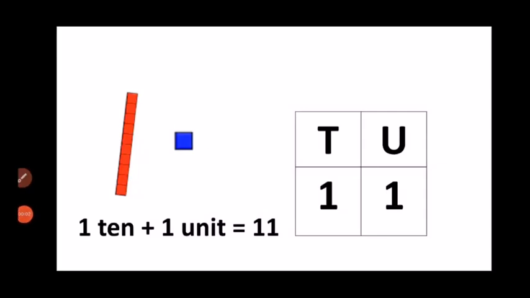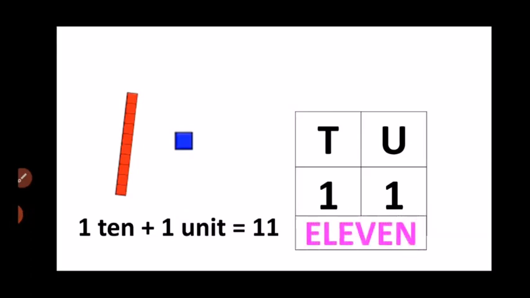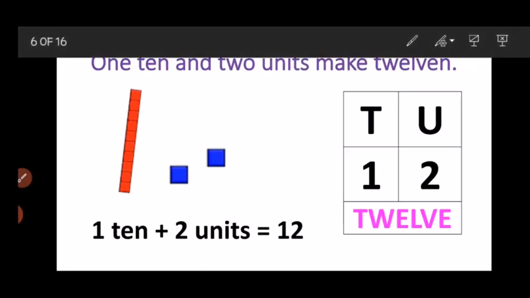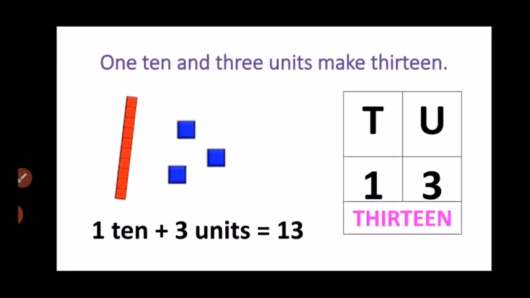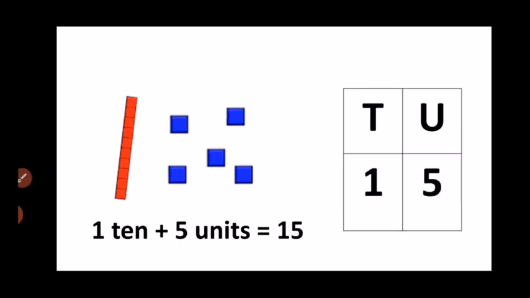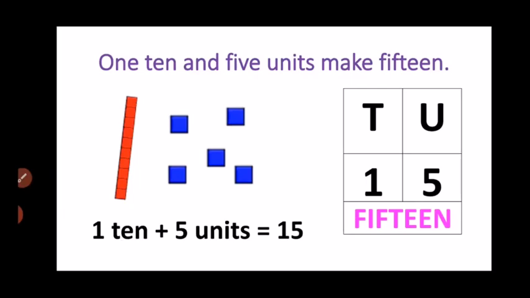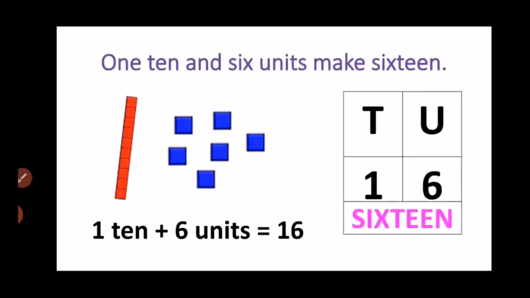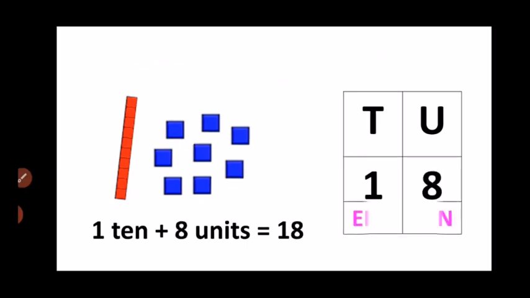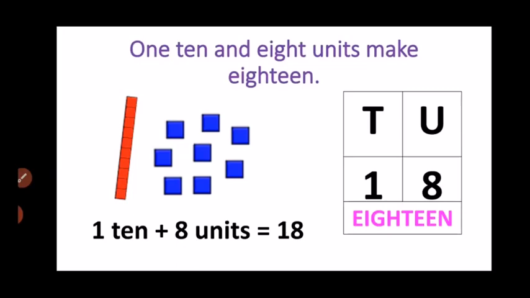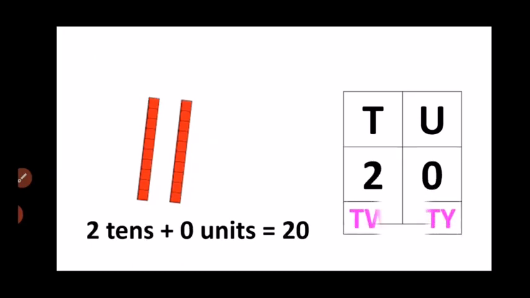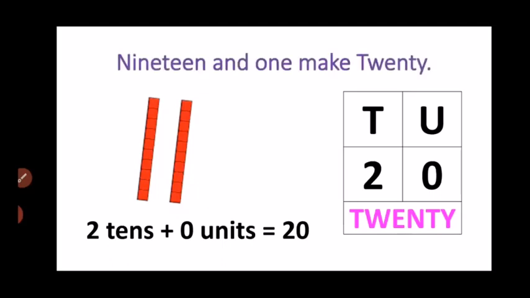Now let's have the next example. 1 ten and 1 unit make 11. 1 ten and 2 units make 12. 1 ten and 3 units make 13. 1 ten and 4 units make 14. 1 ten and 5 units make 15. 1 ten and 6 units make 16. 1 ten and 7 units make 17. 1 ten and 8 units make 18. 1 ten and 9 units make 19. 1 ten and 1 ten make 20.